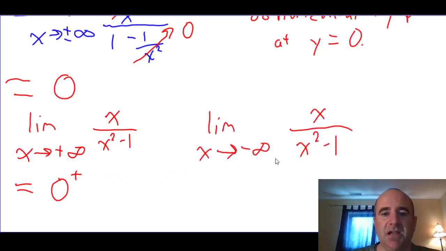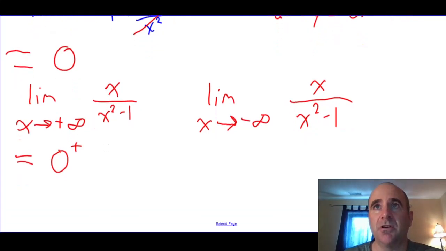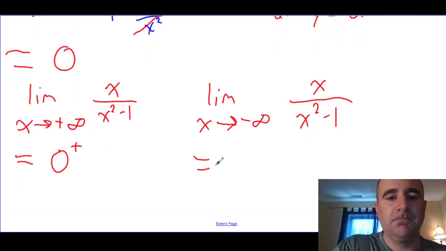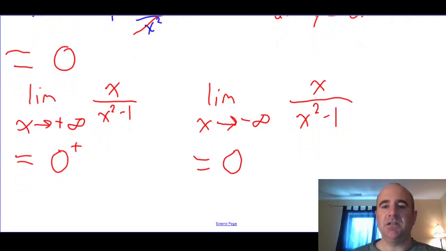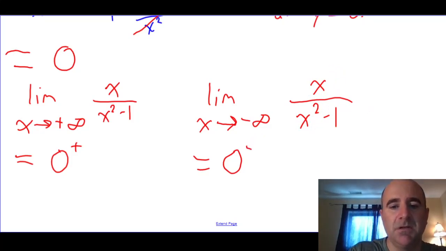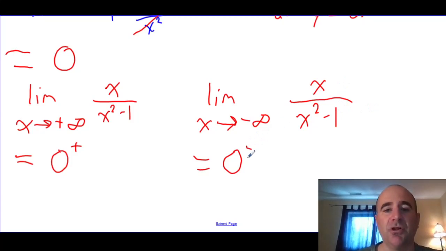Now how about the limit as x approaches negative infinity? Again, we already know that is 0. But in this case, the numerator is going to be a negative number. The denominator is going to be a negative number squared, which is a positive number. Subtract 1, which is positive. So here we have a negative divided by a positive, which is a negative number. And so that is 0 from below, or 0 take away a little bit, is the symbol we use there.